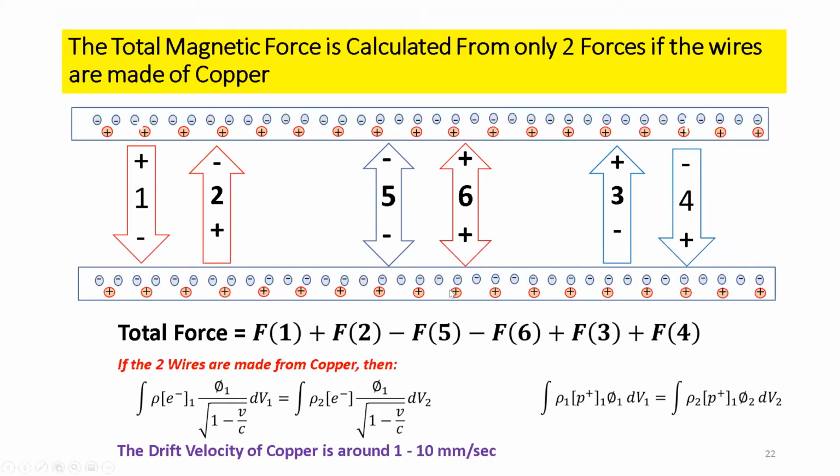So this is an example of just trying to do it from two forces. If the wires are made of copper, they're moving at the same drift velocity. Force 1 plus force 2. The total force is going to be force 1 plus 2 minus 5 minus 6 plus 3 plus 4. But now if the two wires are made with the same drift velocities, they're basically going to be the same force. And the protons are going to be at the same velocity because they're stationary. So they are going to be equal. And the drift velocity of copper is 1 to 10 millimeters per second, which is really slow, so you don't see a lot of strange effects from copper.